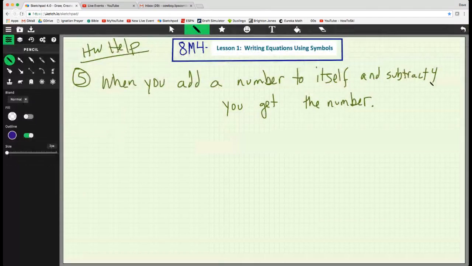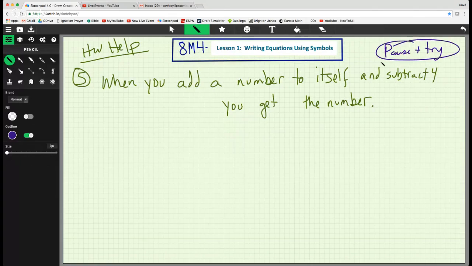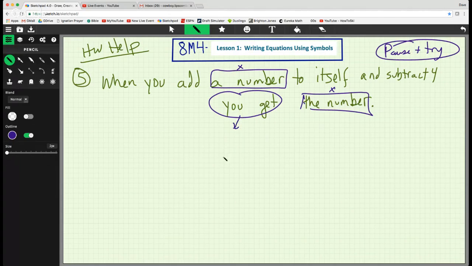Okay, when you add a number to itself and subtract 4, you get the number. So this one takes a little bit of thinking, but I'm going to let you pause and try. Assume you're back. What is it that we don't know? Well, we don't know a number. We're going to call that x. Here's another, the number, so that's x. And remember, where's our equal sign? "You get" is kind of like the equal sign here. So you get the number.